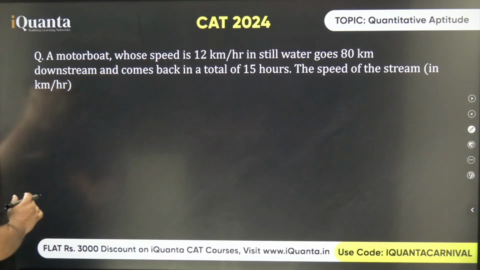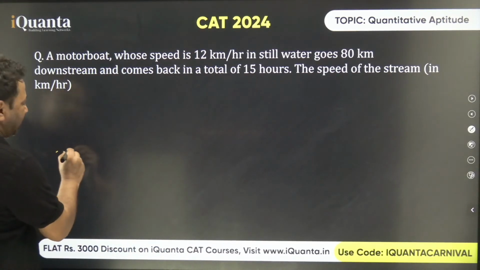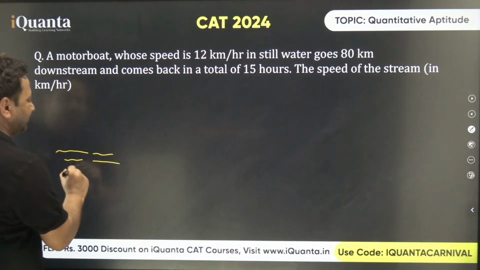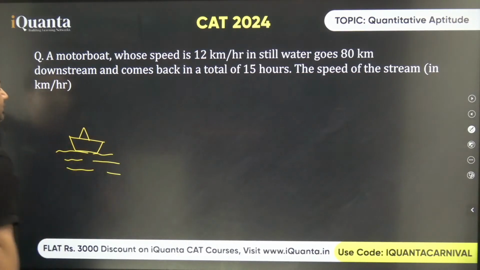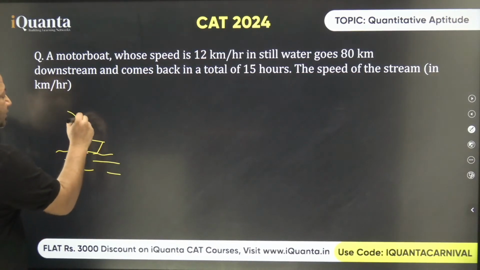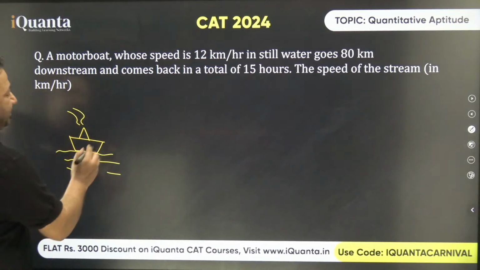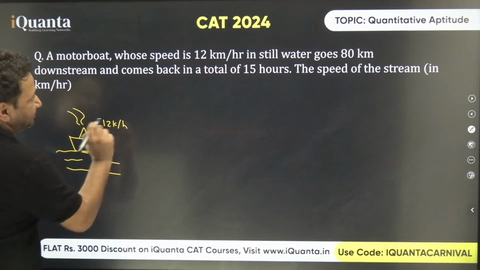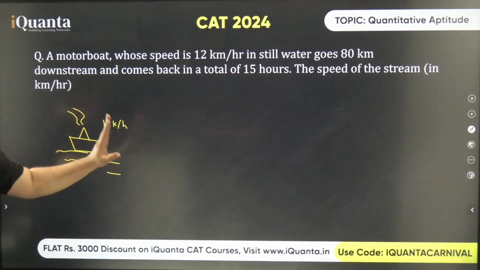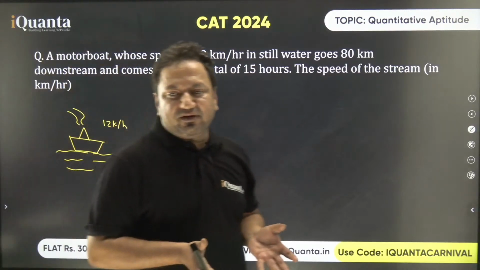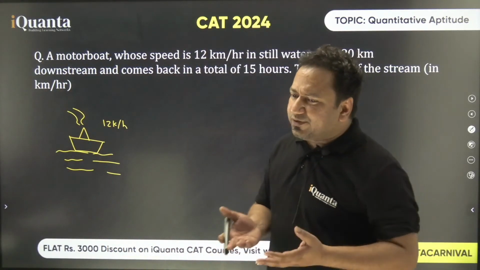Okay, so see what happens. This is a motorboat. All right. Still water. We have still water. It's not flowing. Okay, the water is still. And we have a motorboat over there. Its speed is 12 km per hour. That is in still water. But here the water is not still. That is just given for the understanding that the boat travels at 12 kilometers per hour. But stream also has some kind of speed.